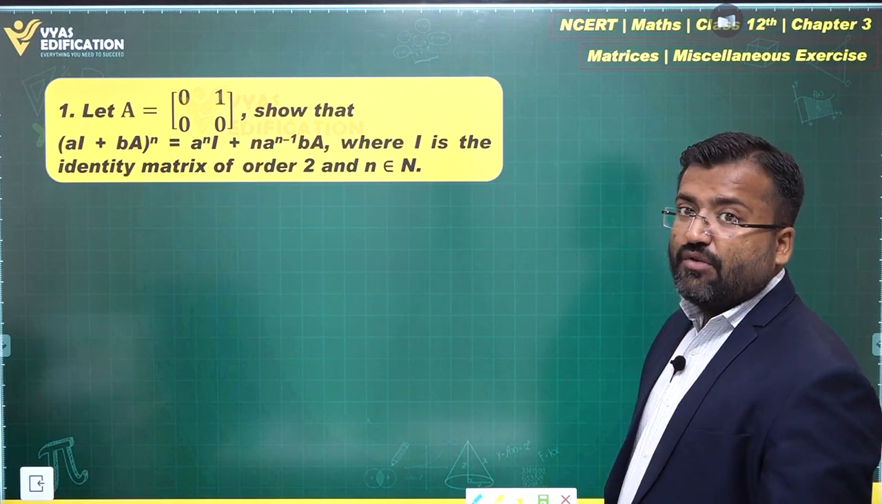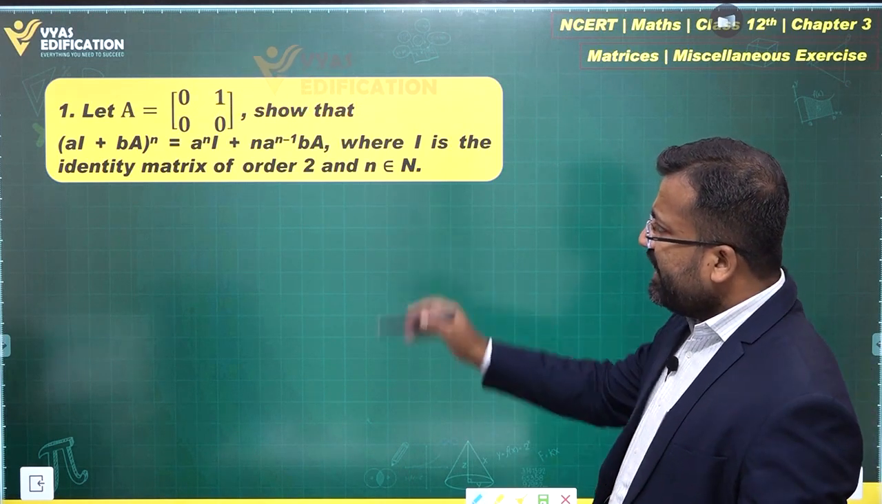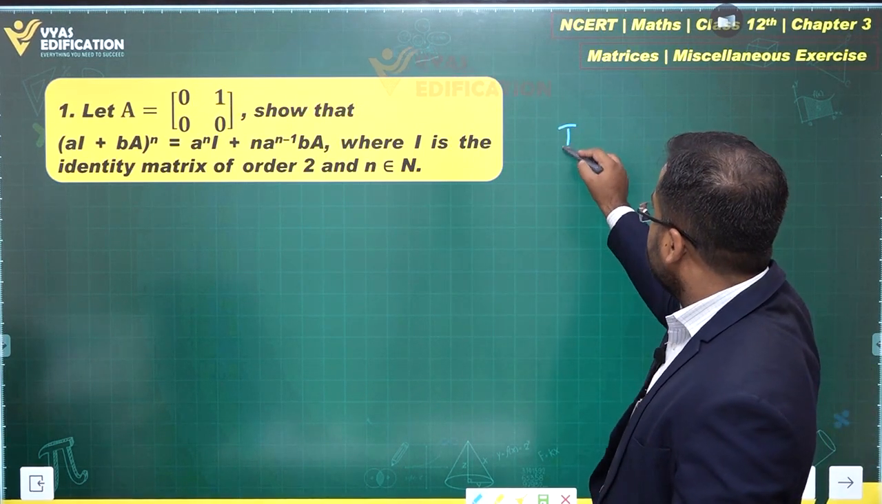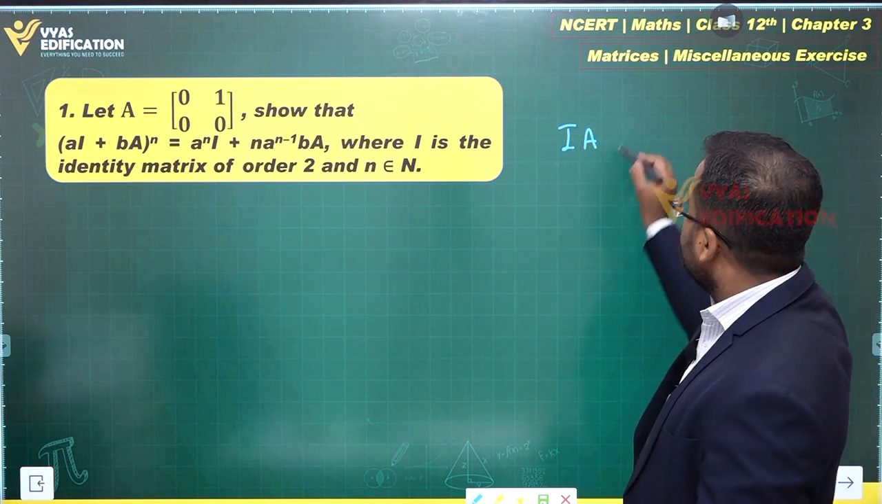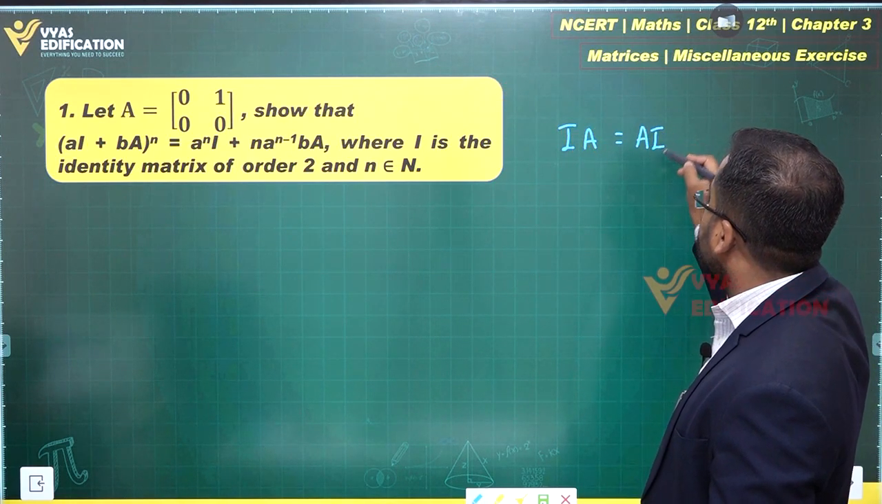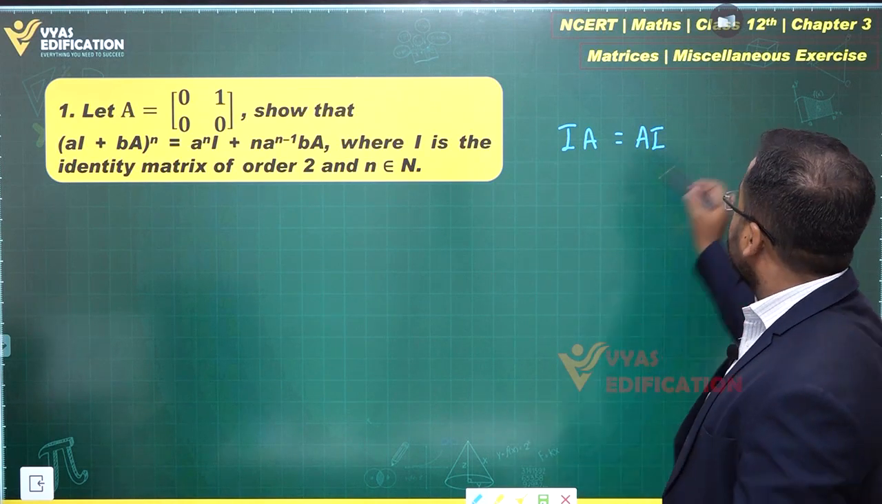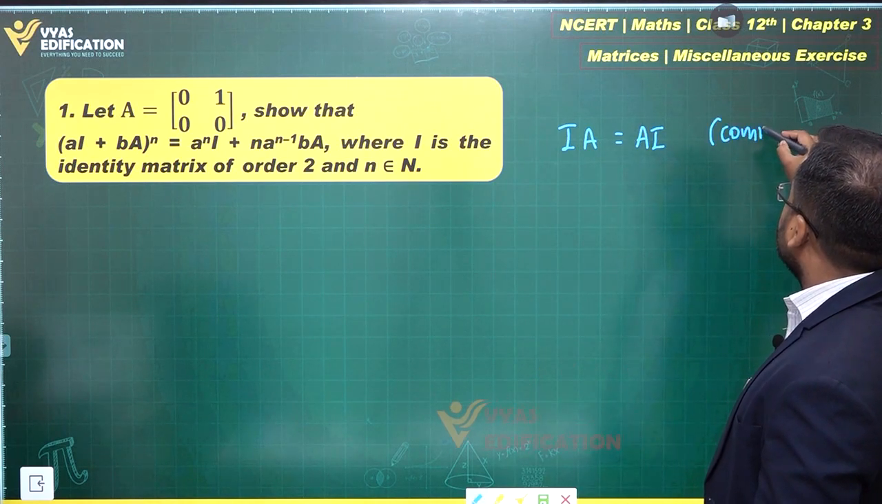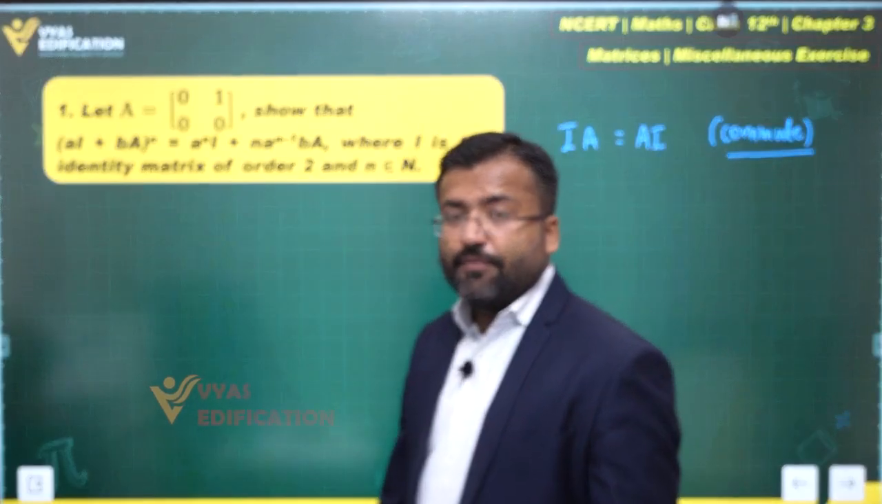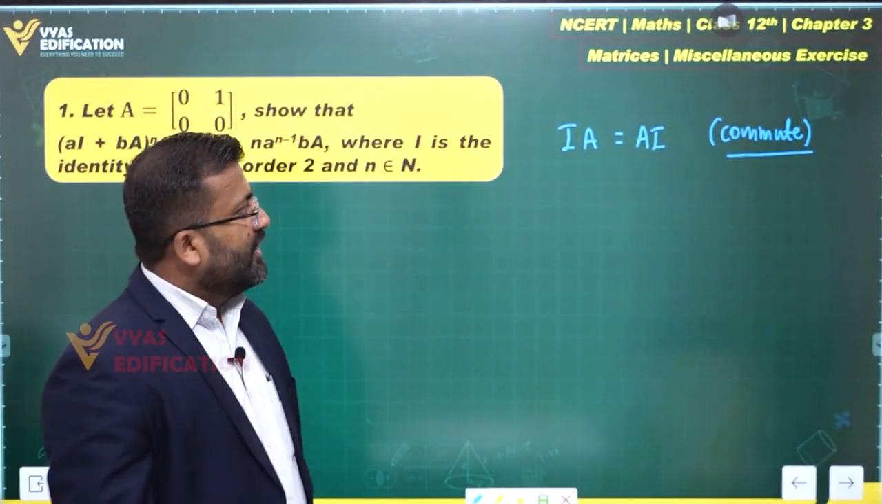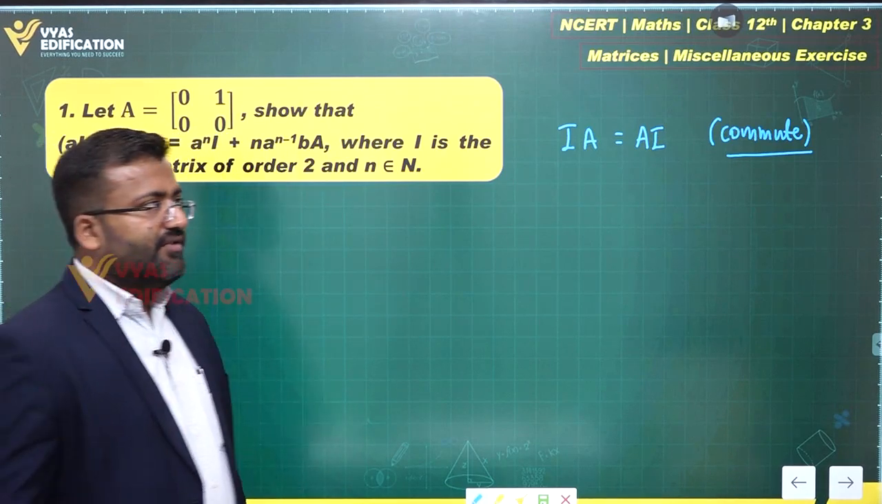So the other approach that I'm talking about is when we have two matrices I and A. Now there's a special thing about these two matrices I and A. They are two matrices for which the product IA is equal to the product AI. That is, they commute with each other. They follow the commutative law in case of product.